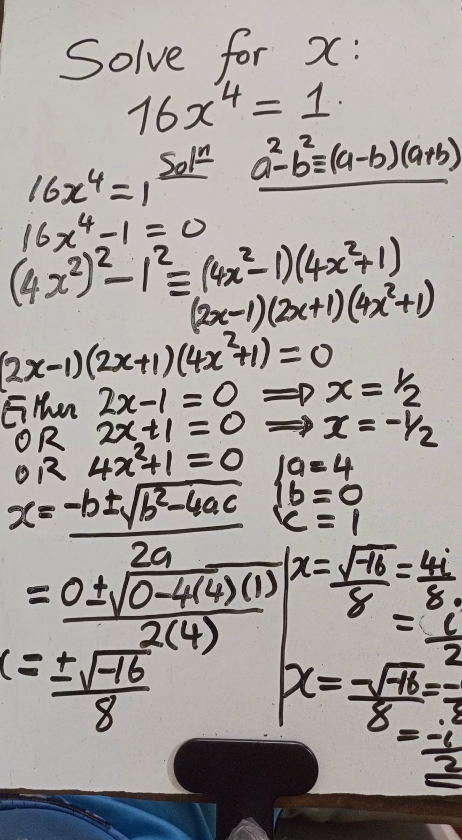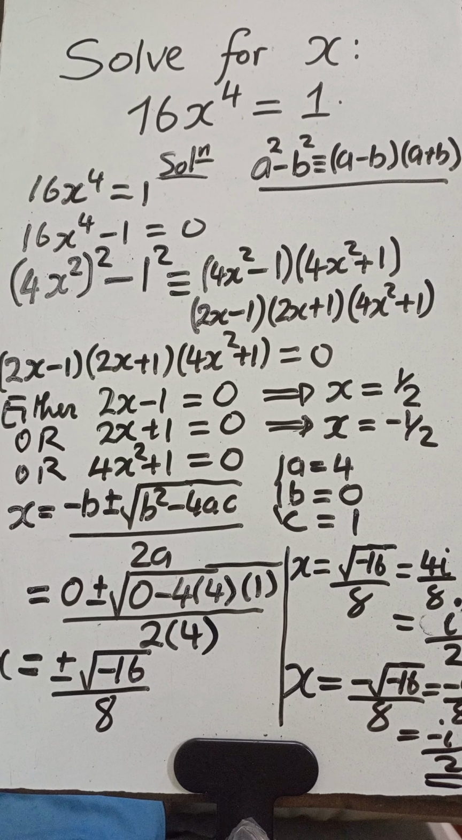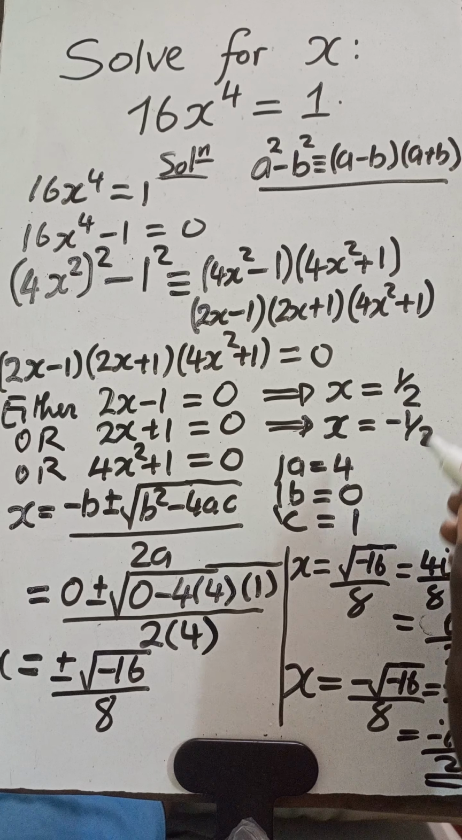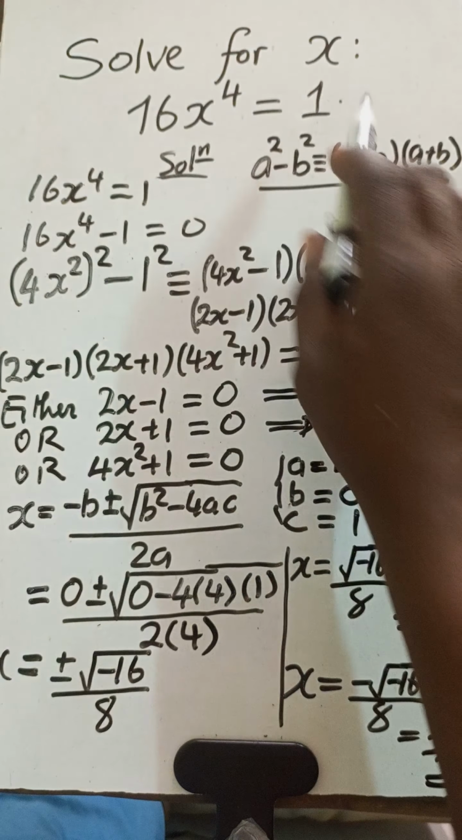All right, so we now have all our four solutions. Our four solutions are x equals half, or x equals negative half, x equals i all over 2, or x equals negative i all over 2. This gives us all four solutions of this equation.